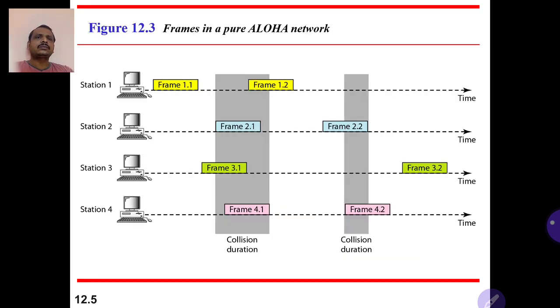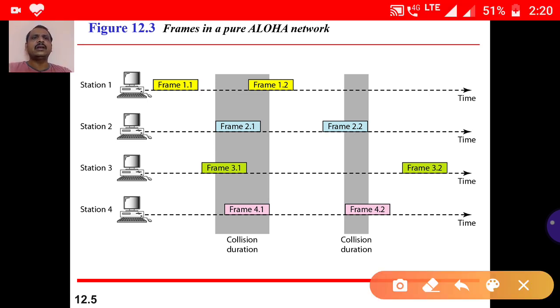Aloha protocol, or exactly that, it will define its own procedure. First of all, I can see this figure. In this figure, each station has transmitted two frames. There are four stations: station 1, station 2, station 3, station 4.